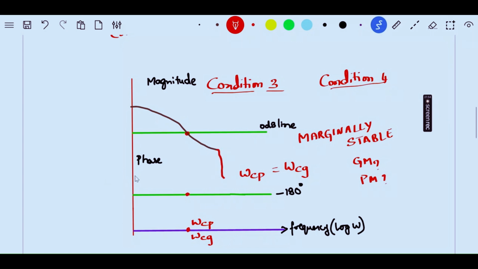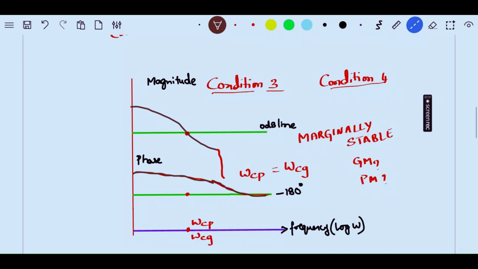Now think that you got a phase plot in this way and it is going like this way and it is meeting minus 180 here. Fine. Think that you have got a phase plot in this way. Whatever I've drawn, it is coming in this direction, going late and meeting the minus 180 line a little bit late, like this. Now think you got a phase plot like this.